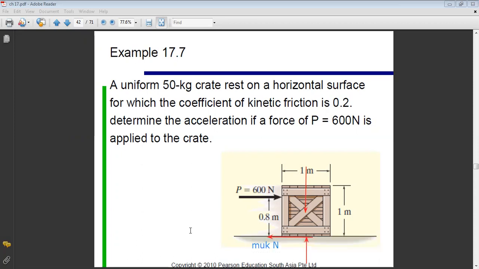Now, for the normal reaction, can you tell me, is it at the center of the box? No. Why? Yes, but I mean it passes through the middle of the surface.